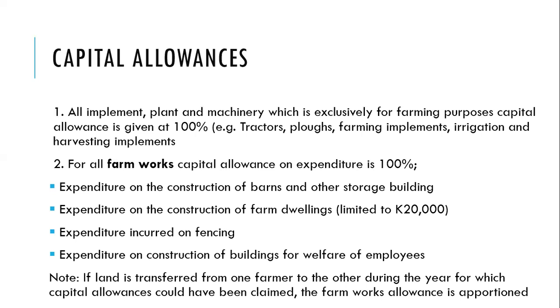Then note, if land is transferred from one farmer to another during the year for which capital allowance could have been claimed, the farm works allowance is apportioned. So if in the year we had some farm works, then the land is sold to another farmer, that capital allowance resulting from maybe construction of a barn or a piggery or a fence is apportioned to each farmer. If it's one farmer to another, then the capital allowance is split between them.